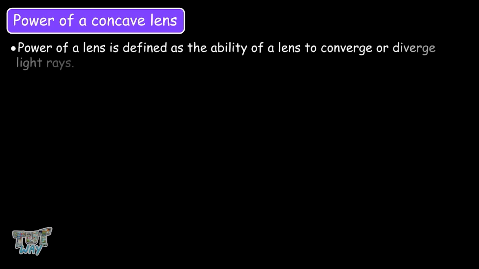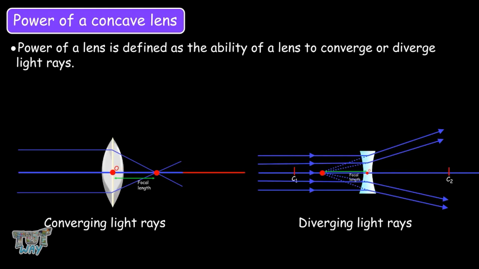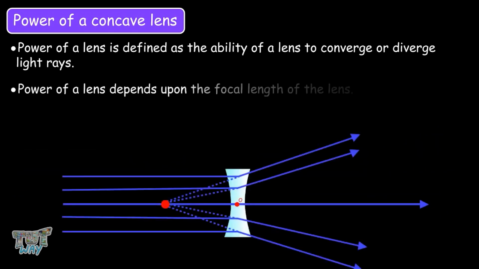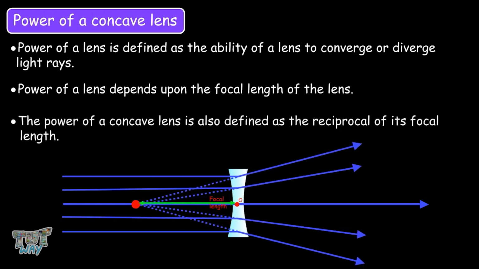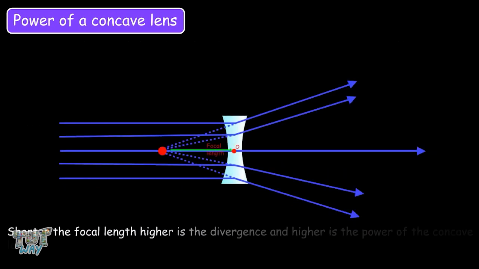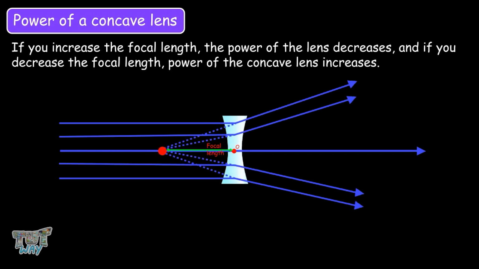In our last lesson, we learned that the power of a lens is defined as the ability of a lens to converge or diverge light rays. And the power of a lens depends upon the focal length of the lens. It is the reciprocal of its focal length. As the focal length becomes shorter, the divergence and power of the lens becomes greater. In other words, if you increase the focal length, the power of the lens decreases, and if you decrease the focal length, the power of the concave lens increases. So, it is the reciprocal of the focal length.